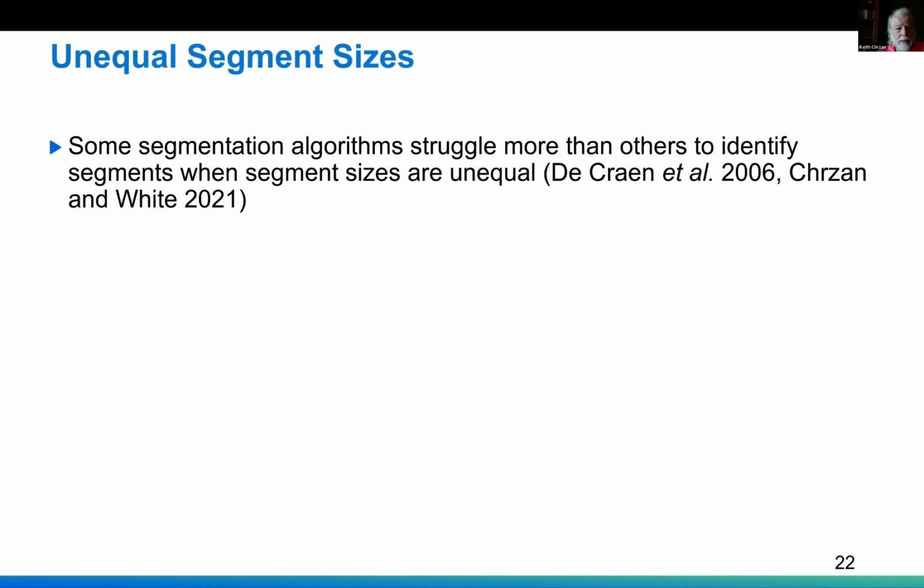Another problem that's, I think, pretty well known. The first reference to it I could find was from 2006, but Joseph and I found it as well. Some segmentation algorithms struggle much more than others to identify segments when the segment sizes are unequal. So we had a data set where we knew, because we programmed it in, what the segment membership was. And what we saw was that if the segment sizes were all equal, a lot of methods did reasonably well at reproducing that cluster structure. But when the segment sizes were very unequal, really only a couple of the segmentation algorithms we looked at did a creditable job at all.